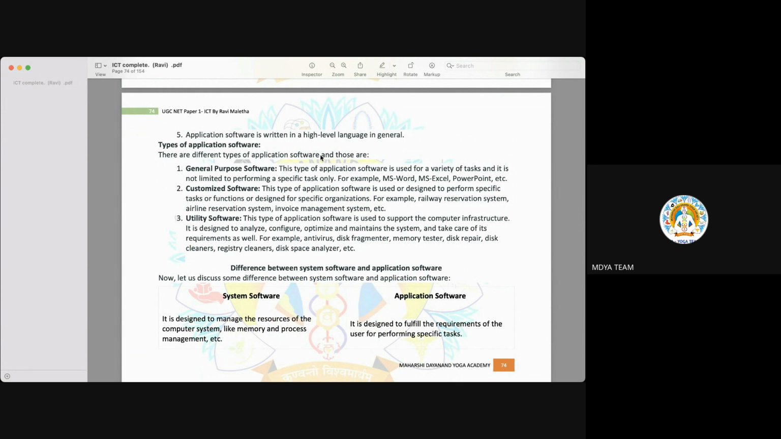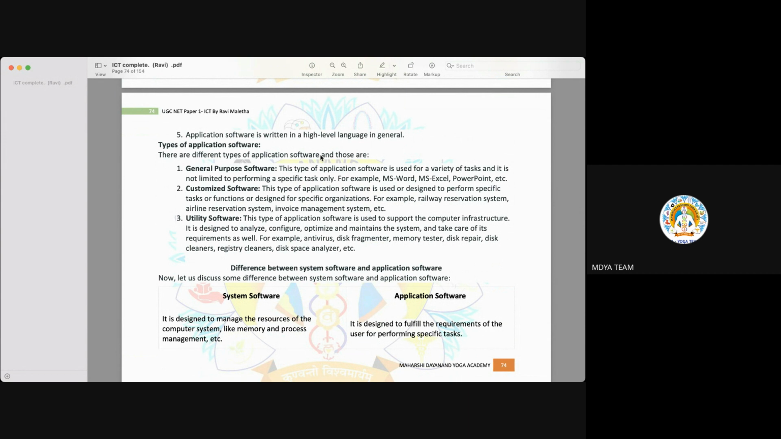Like MS Word, it can be used by various companies, organizations, or persons as per their need, MS Excel, PowerPoint, and so on. And customized software is designed to perform some specific task or function, or designed for specializations, like railway reservation, airline reservation, or some management body or educational body.